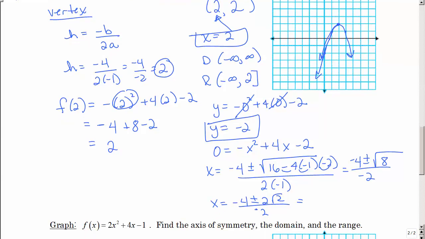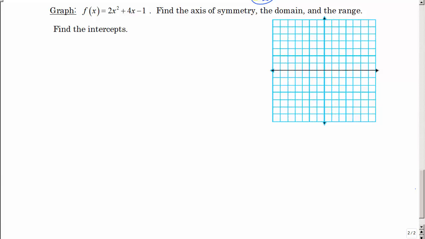Now I can divide everything either by positive 2 or negative 2. I think I'm going to divide by negative 2. So negative 2 goes into negative 4 positive 2 times. That's going to say plus or minus, and then that goes to positive 1. Are we getting it? It's a lot of stuff in one problem. Let's do this last example.